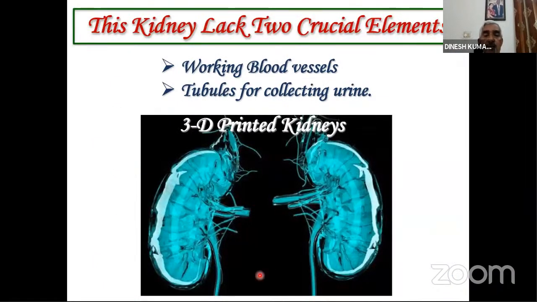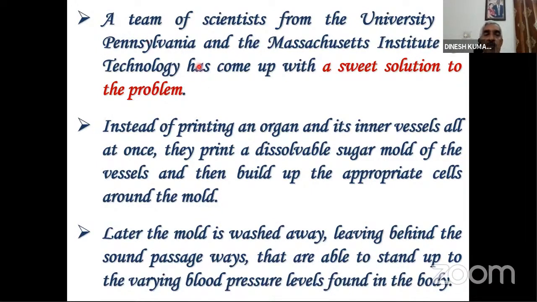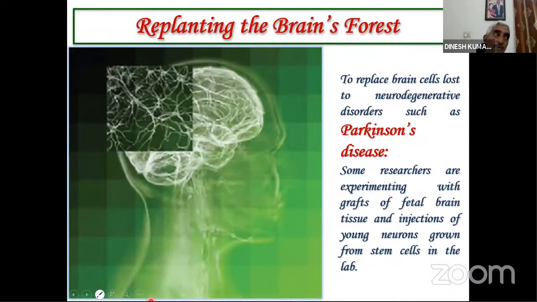This kidney is formed, but there are no working blood vessels and tubules for collecting urine. For that purpose, they used a sweet solution to this problem with the help of super glue. They built dissolvable sugar molds of vessels first and then built up the appropriate cells around the mold. Later the mold is washed out, forming the passageway that is able to handle varying blood pressure levels found in the blood. In this way, they are able to manufacture a kidney on a large scale for transplantation.